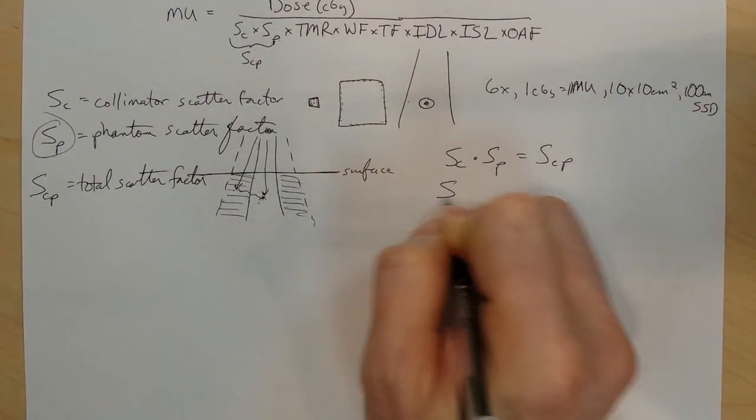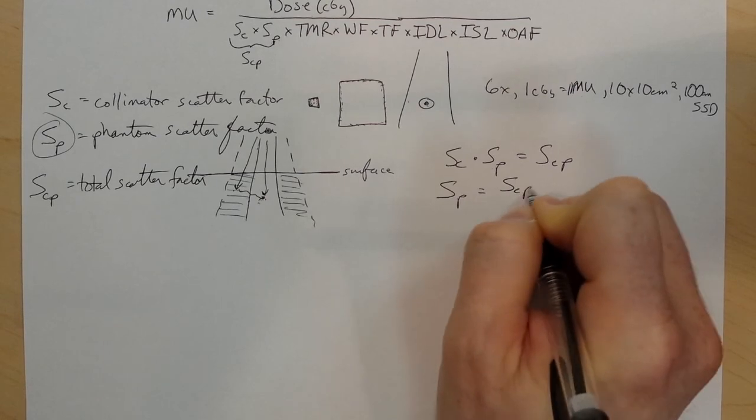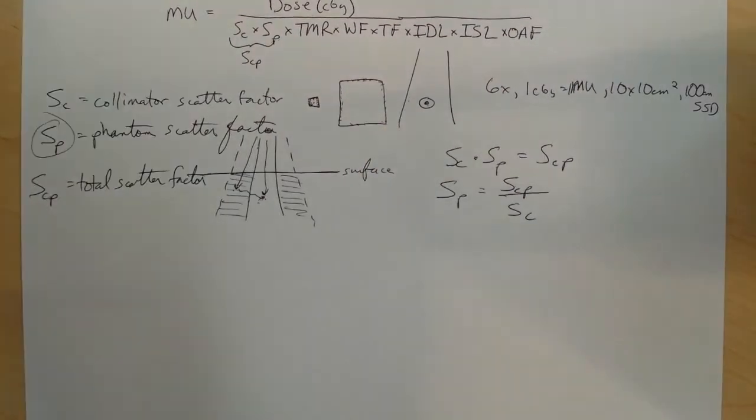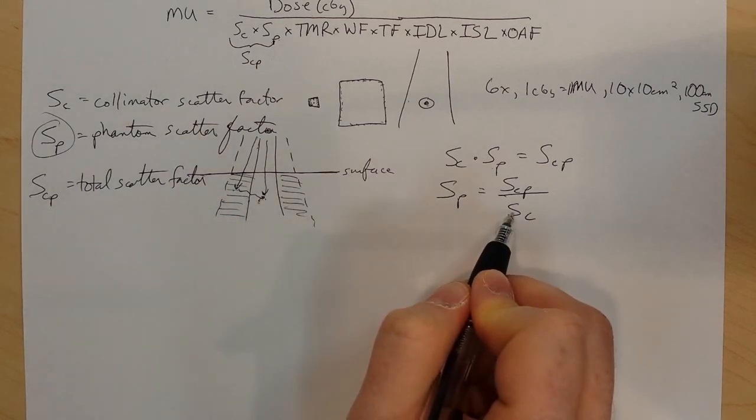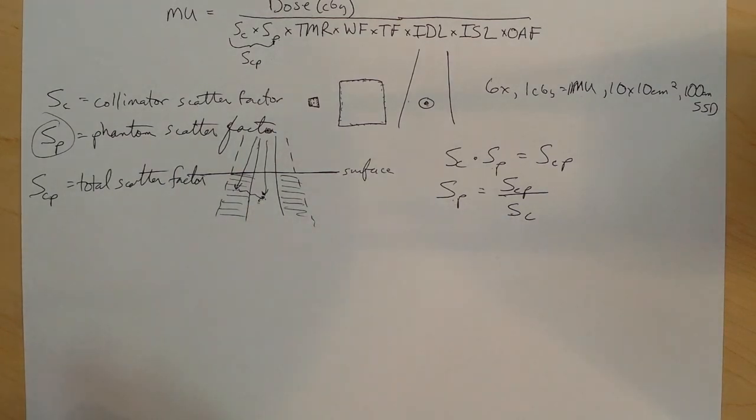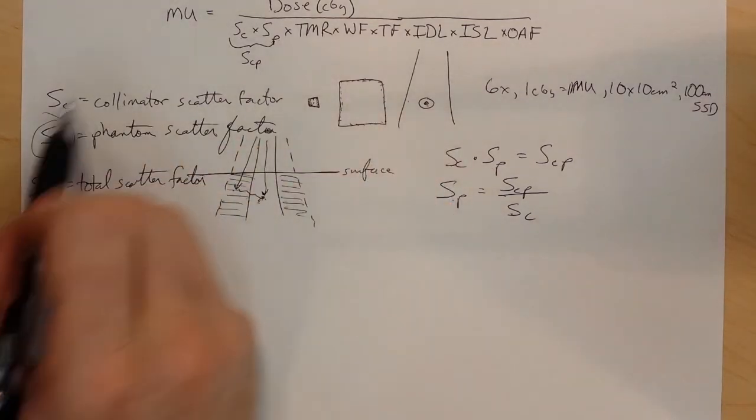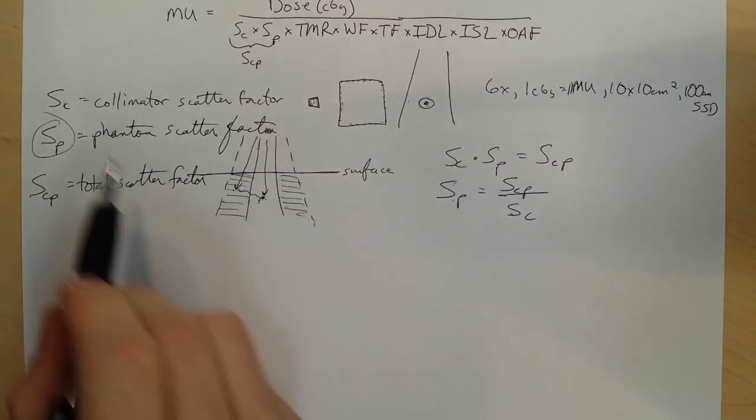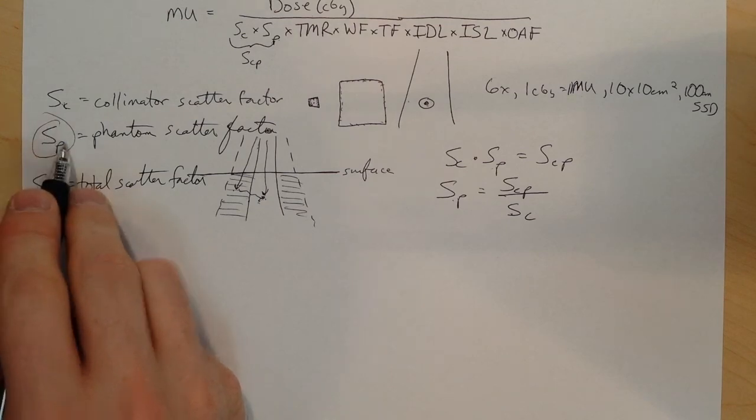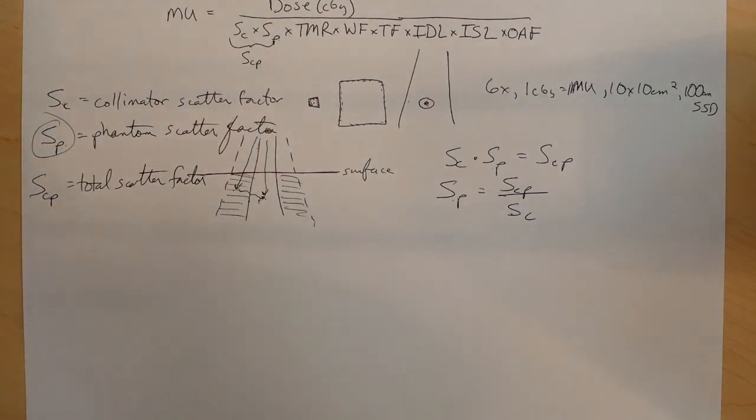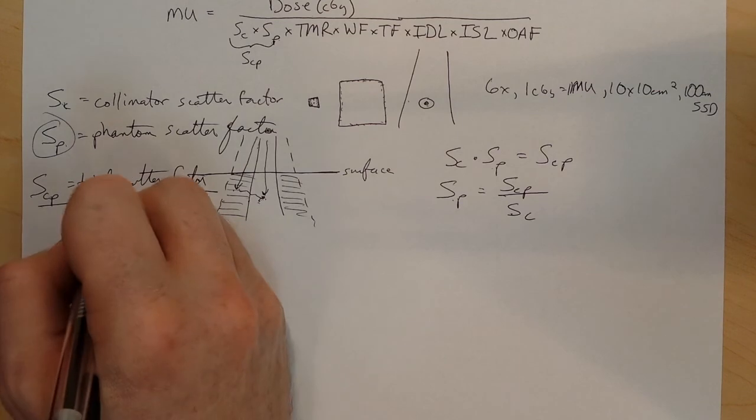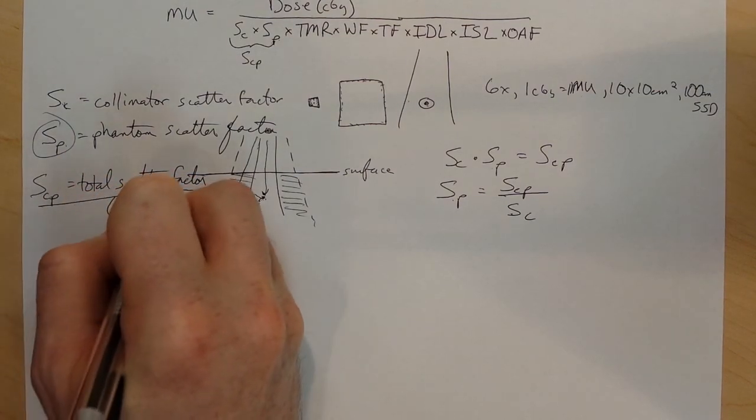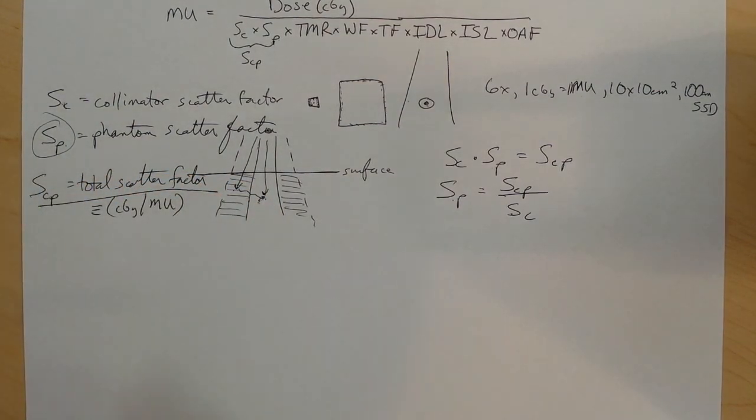Well, doing a little math, I measure the total scatter factor in phantom, and I divide out the collimator scatter factor, and that gives me my phantom scatter factor. Again, collimator scatter factor deals with scatter from the collimator head and assembly. Phantom scatter factor deals strictly with scatter within the phantom. And S sub Cp is the total scatter factor. S sub Cp is in centigray per monitor unit, or the units.